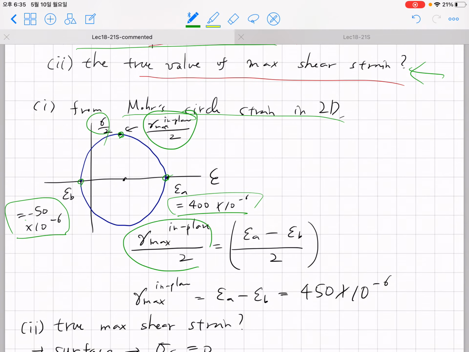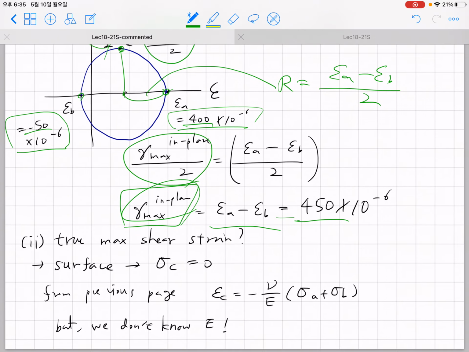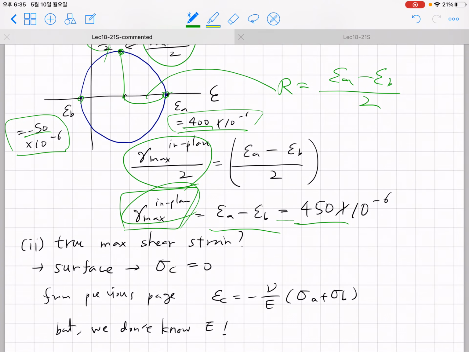So out of this equation, and the radius is given as epsilon A minus epsilon B divided by 2, you can recognize that the maximum in-plane shearing strain is the same as epsilon A minus epsilon B, which is 400 plus 50. So that is 450 times 10 to the negative 6 as the maximum shearing strain value. Now let's solve the second problem. What is the true maximum shear strain when considering full 3D?